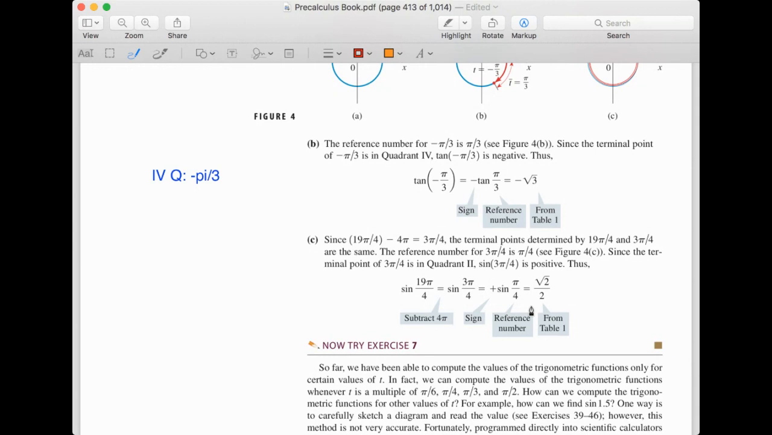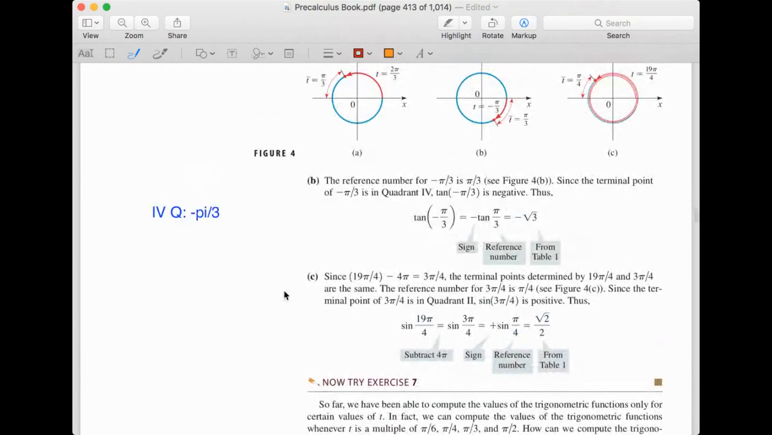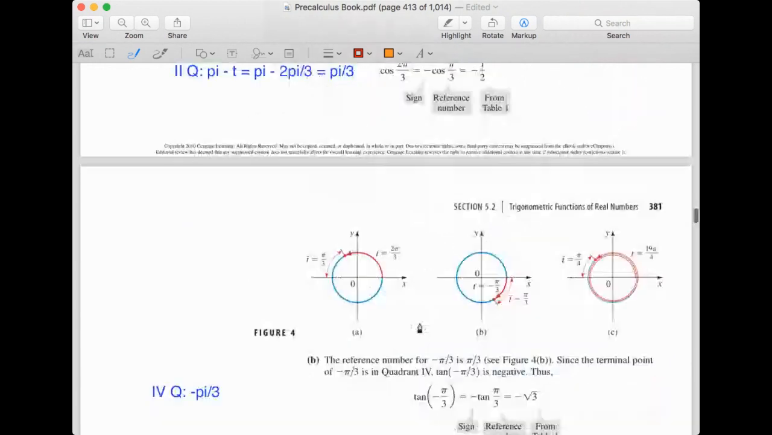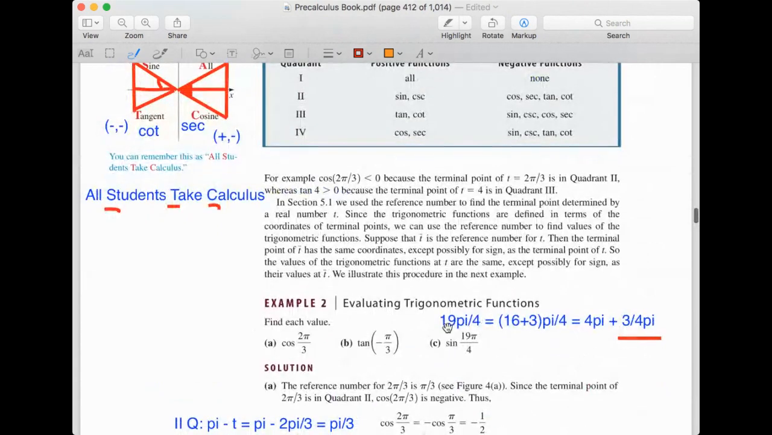Okay, anybody has any questions? Yeah. Where did 3 pi over 4 come from? Oh, from here. So 19 pi over 4 can be split into 16 plus 3 pi over 4. Does this make sense?